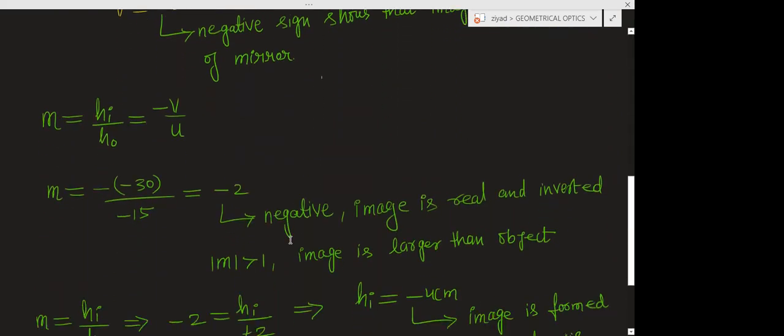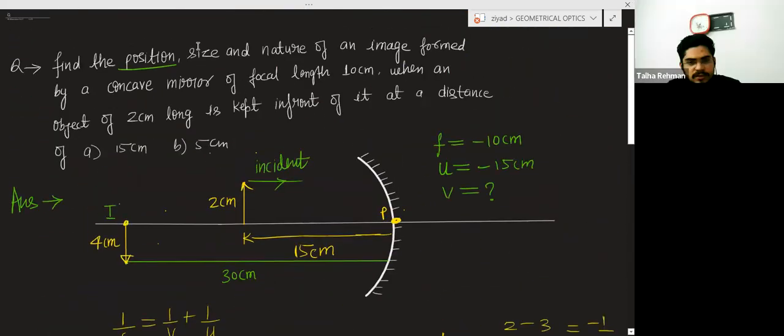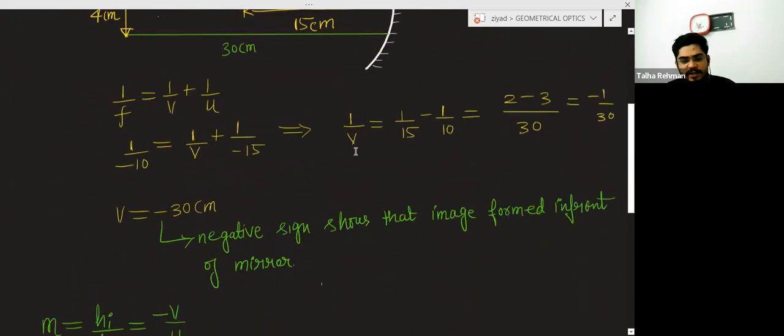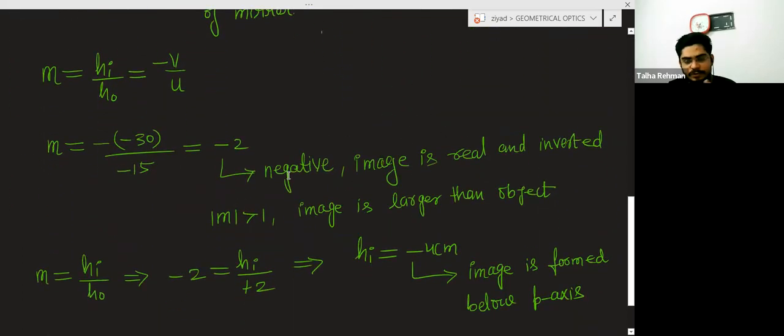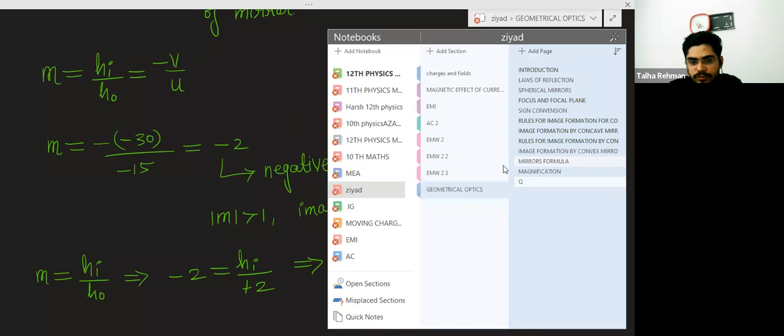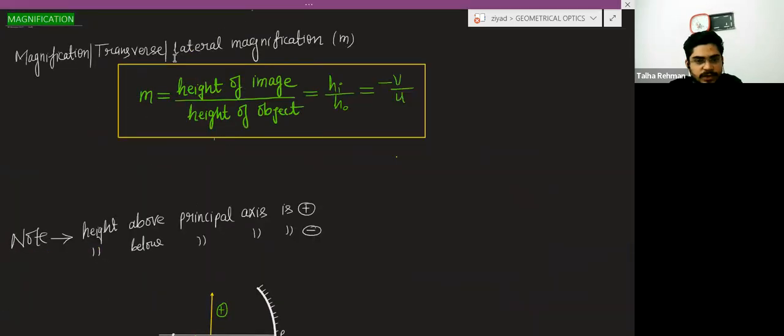And nature is real and inverted, so you can determine it with the help of the magnification. Image is real and inverted because the magnification value is negative. So okay, you can take the screenshots now.